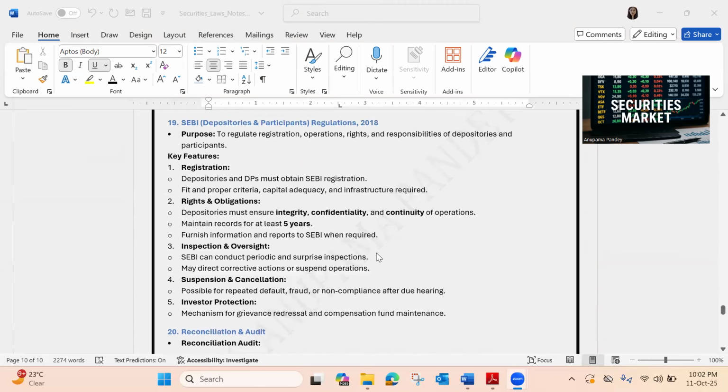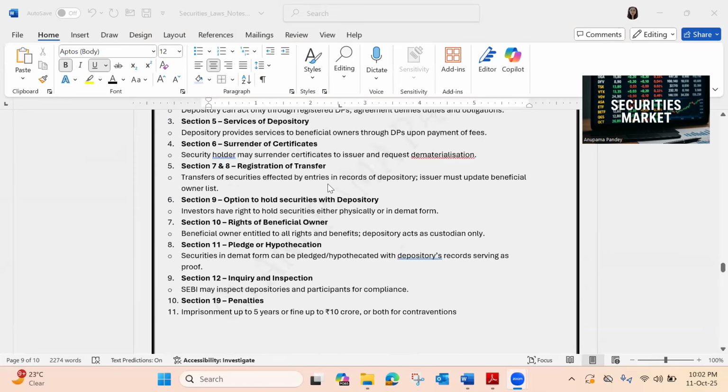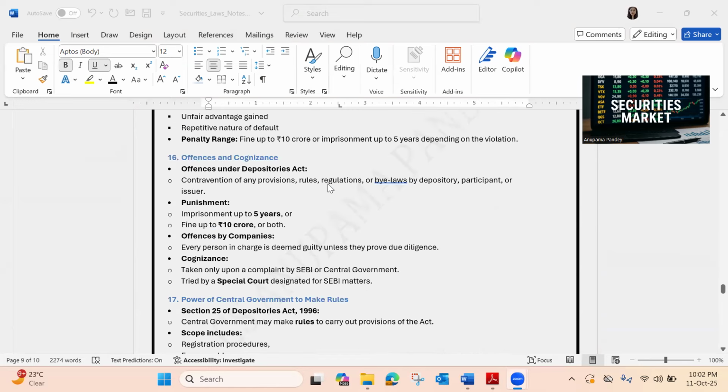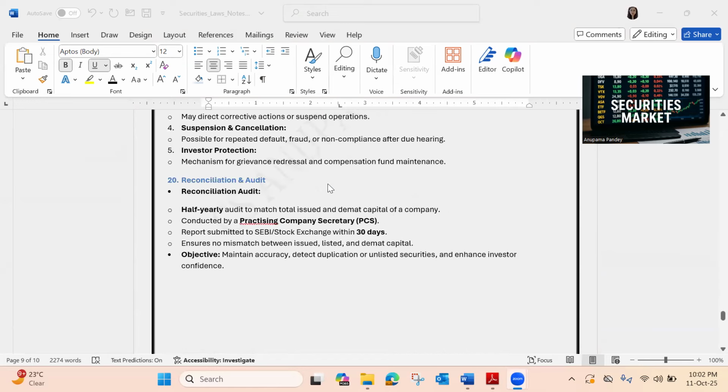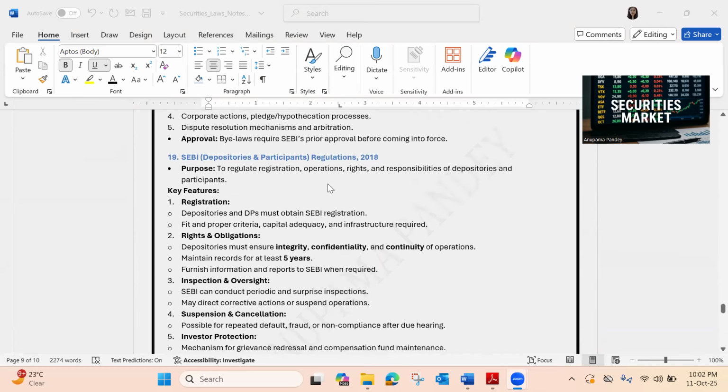Now here, SEBI Depository and Depository Participant Regulations 2018. So this is the second important regulation which we have to cover, just like Depositories Act 1996. The purpose of the Depositories and Participants Regulations 2018 is to regulate the registration, operation, rights and responsibilities of depositories and participants. की फीचर्स क्या है इनके?